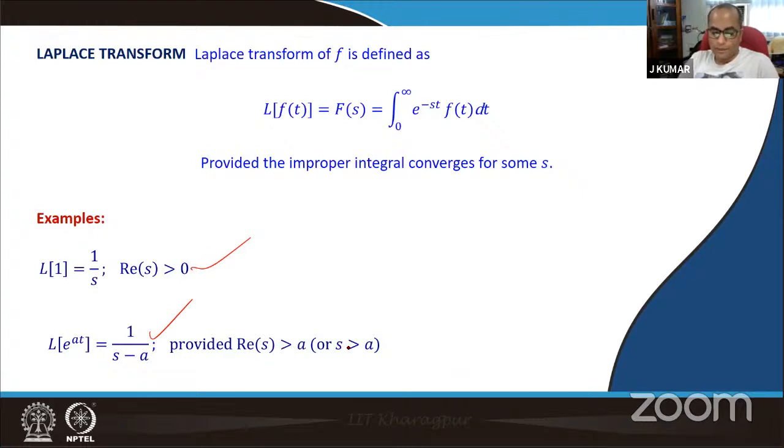And again, here, if s is just a real number, then s should be greater than a. Or in case we go for more general parameters, where we consider s as a complex number, then the real part of s must be greater than a. So this is another transform. The Laplace transform of e power at is just 1 over s minus a.